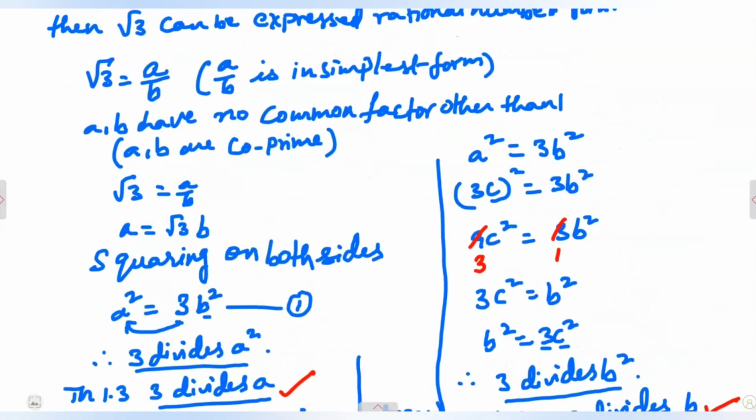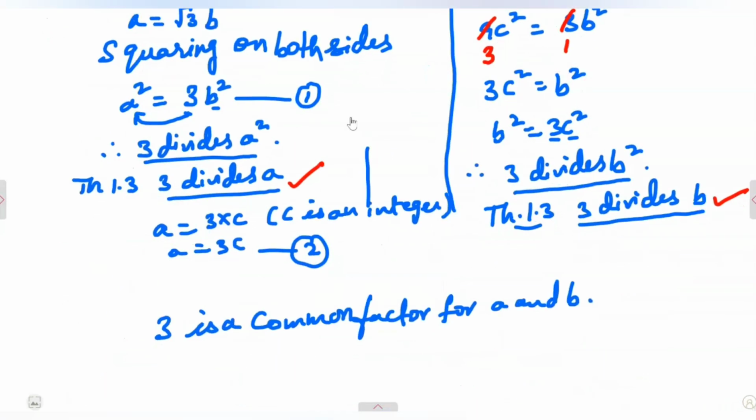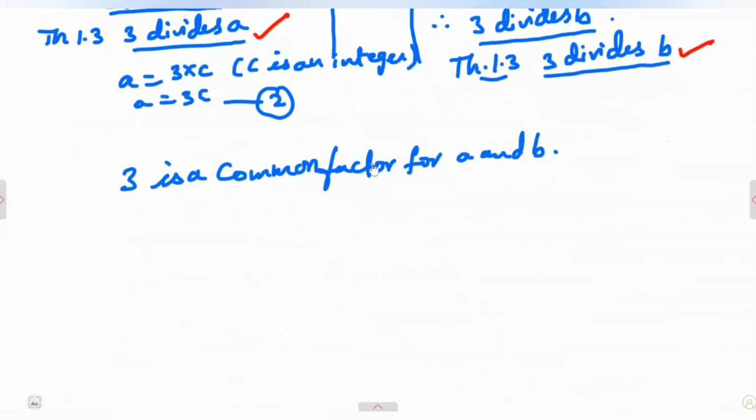We have, think here, A and B are co-prime. A and B have no common factor other than 1. That means A and B are co-prime. They don't have any common factor other than 1. So what do you mean by that? But we have here 3 is a common factor for A and B. So this contradicts our fact that A and B are co-prime and they do not have any common factor other than 1.